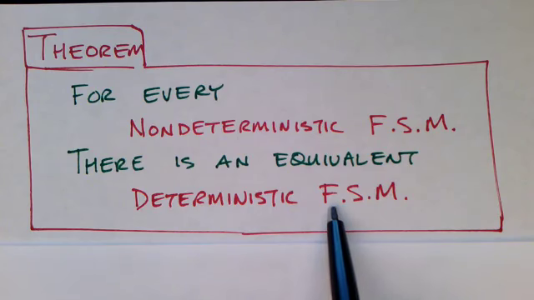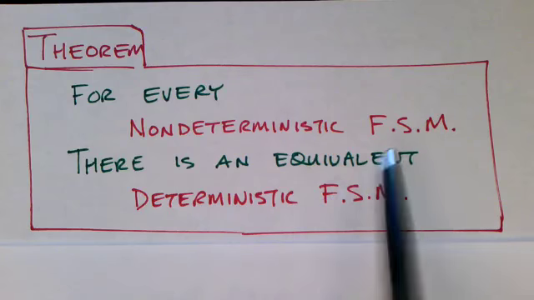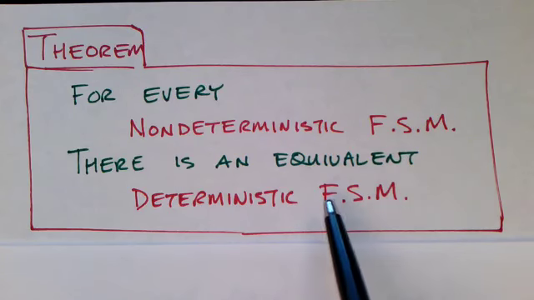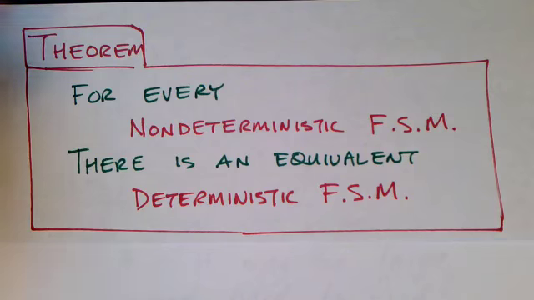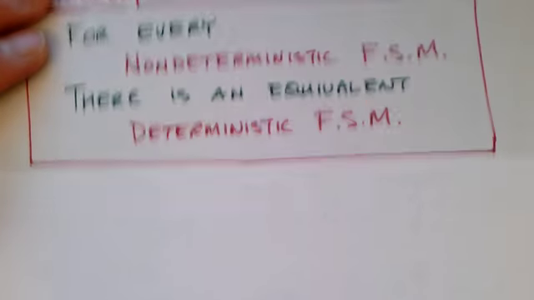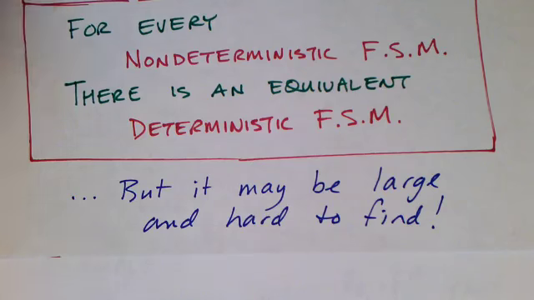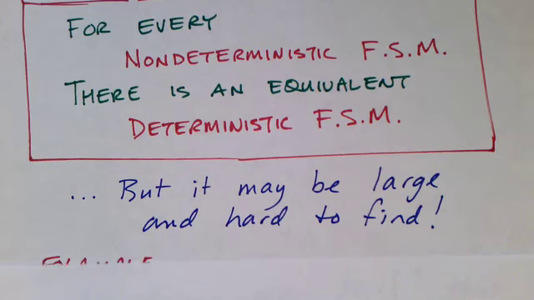It also goes the other way. These two kinds of finite state machines have the exact same computational power. They describe the same class of languages, which is the class of regular languages. So you don't get any additional power from non-determinism. So for every non-deterministic finite state machine, there's an equivalent deterministic machine, but it might be very large, and it might be kind of hard to find.